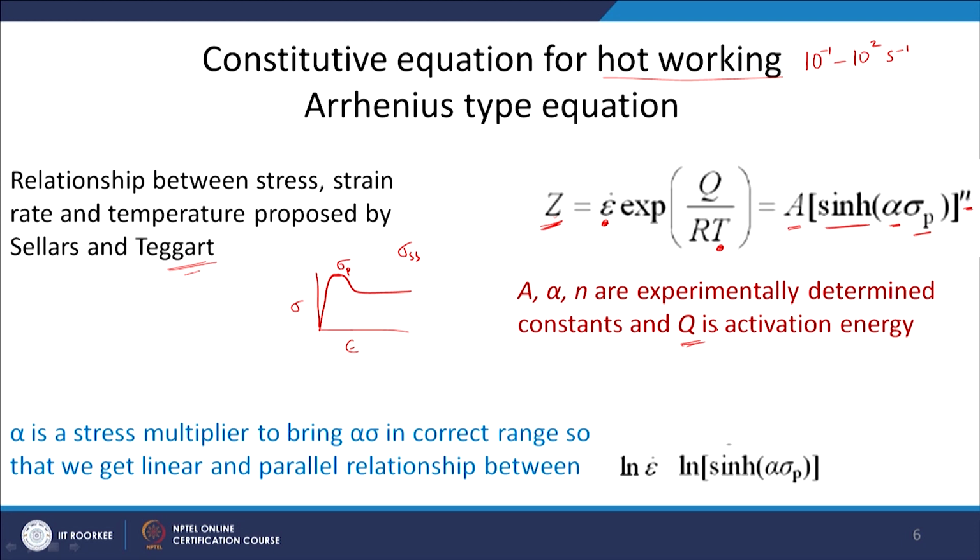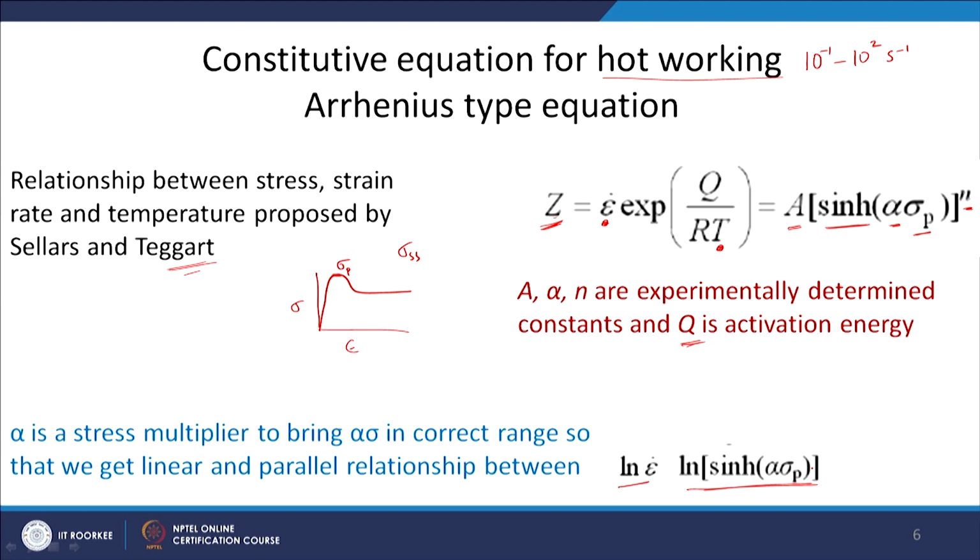Alpha is called the stress multiplier because it is multiplied with the stress. What it does is bring alpha sigma into the correct range, so that we get a linear and parallel relationship between ln epsilon dot and ln sinh(alpha sigma p).